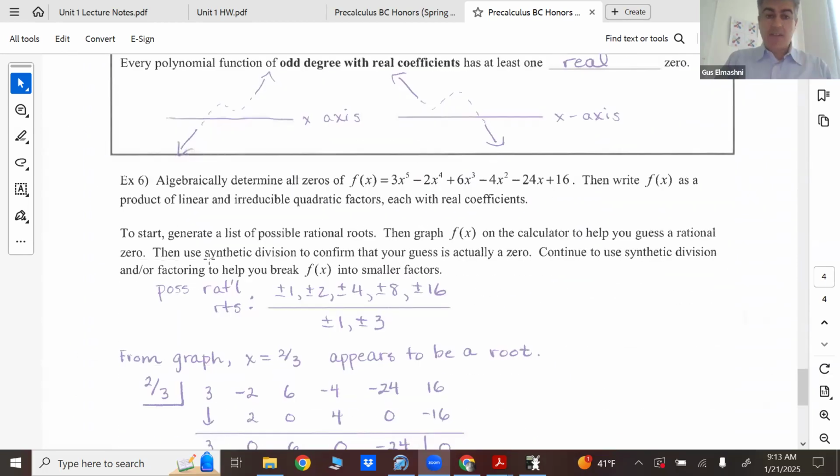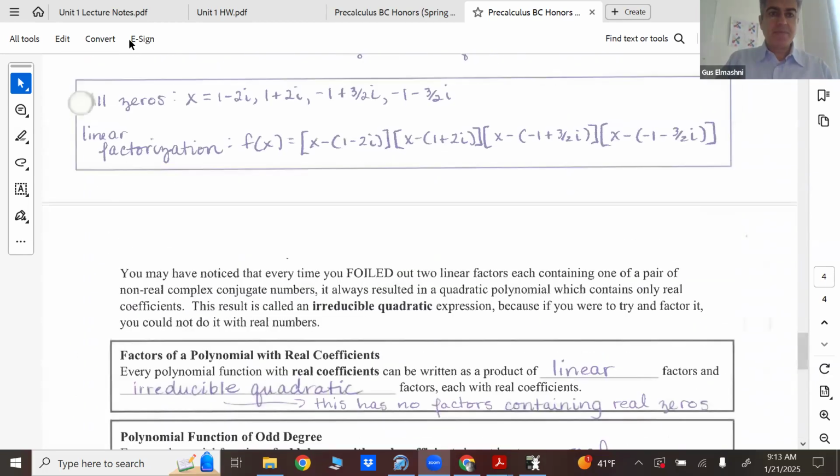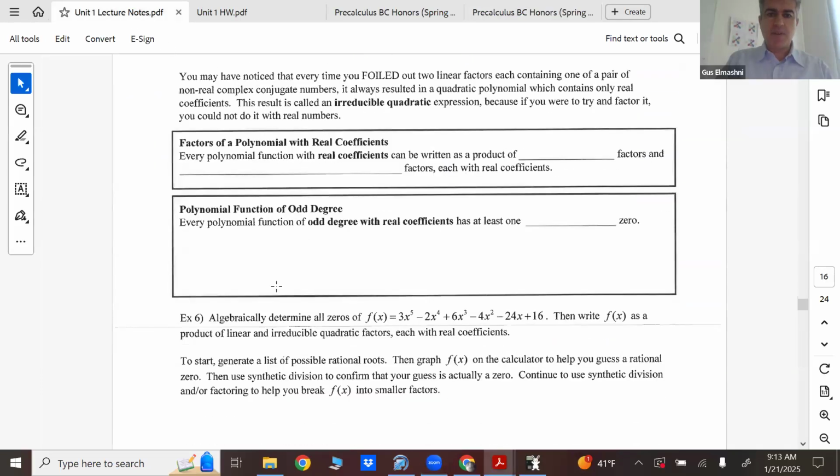Okay. Last bit, we're almost done here. Definitely a little longer than I thought, but that's okay. You may have noticed that every time you FOILed out two linear factors, each containing one of a pair of non-real complex conjugates, they always result in a quadratic polynomial which contains only real coefficients. This is also called an irreducible quadratic expression, because if you were to try and factor it, you cannot do it with real numbers.